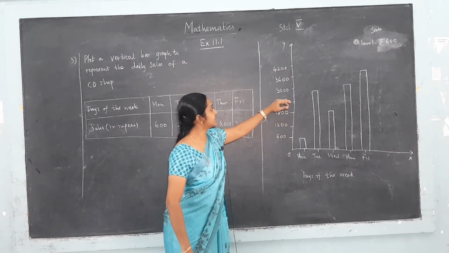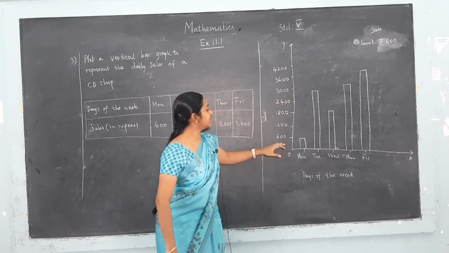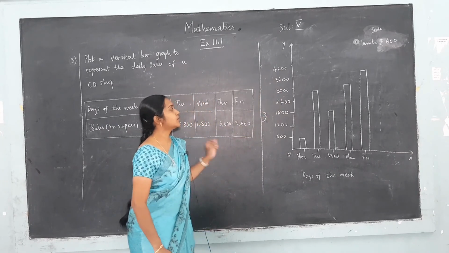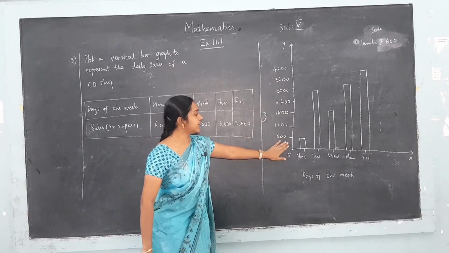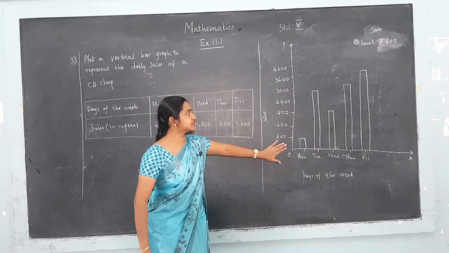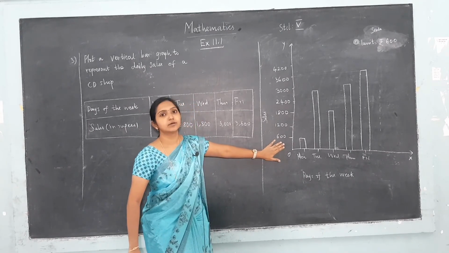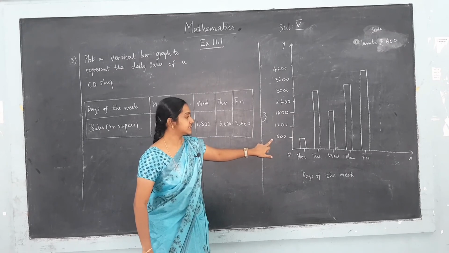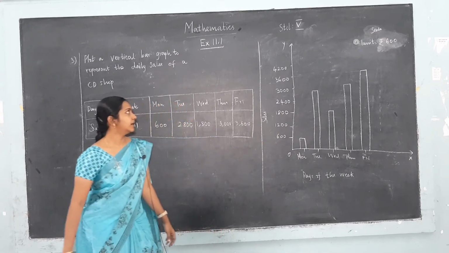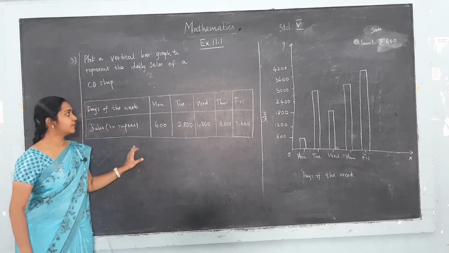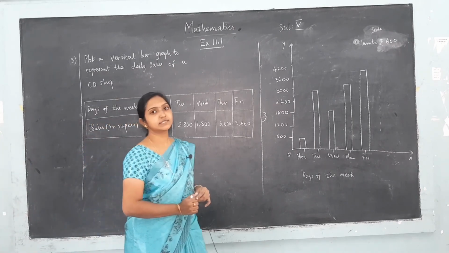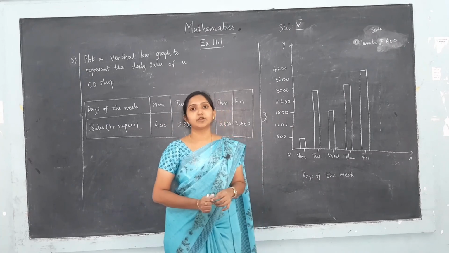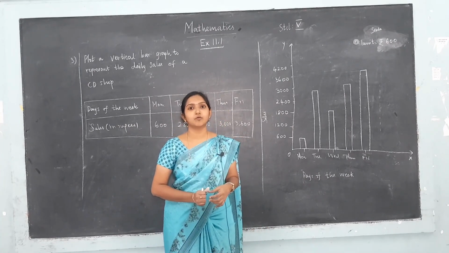Here the measurements are written in the multiples of 600. So, 1 unit is equal to 600 rupees. That is the scale we have taken for drawing this graph. So, the scale is 1 unit equal to rupees 600. And we have completed the graph for the given data. We have completed all the problems in exercise 11.1 and the remaining problems will be homework for you.